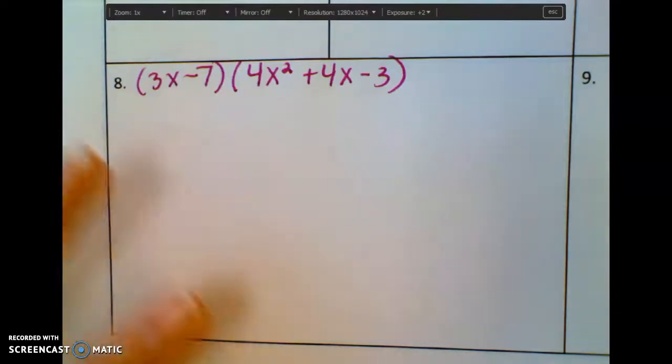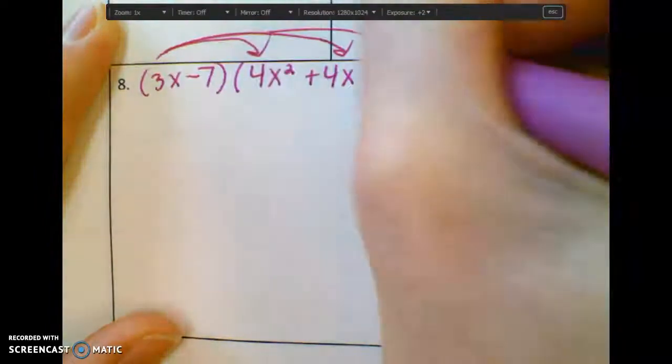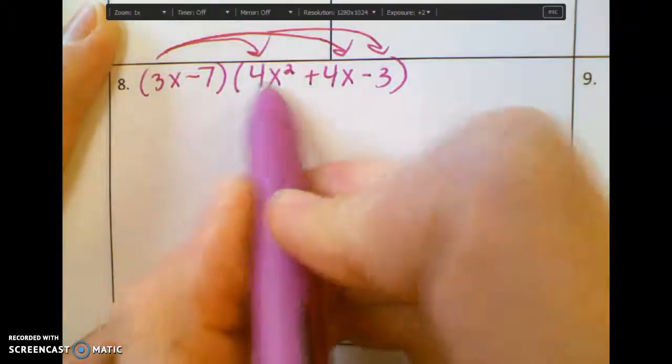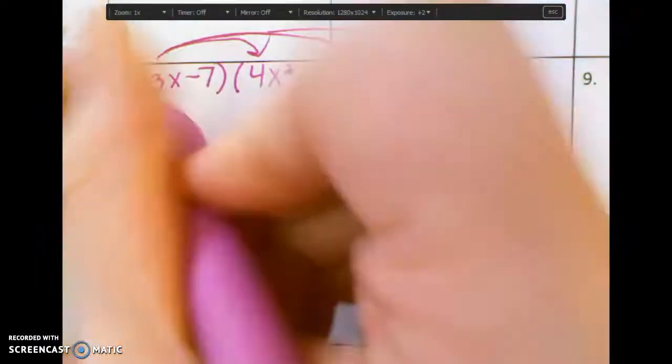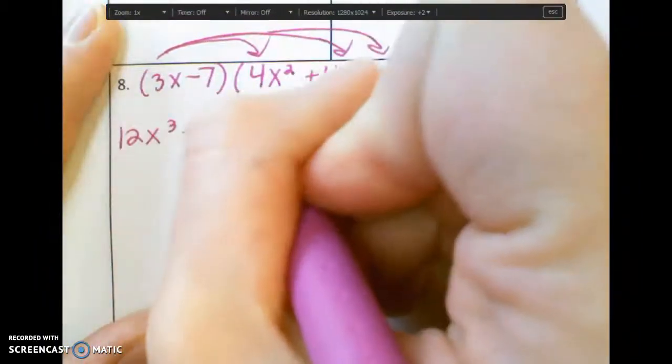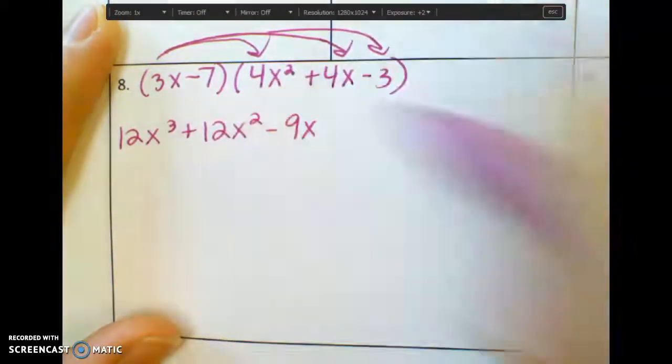All right, now that you tried it, let's go over it. I'm going to use distribution, so I'm going to give that 3x to everything. So 3x times 4x squared will give me 12x cubed. 3x times 4x will give me 12x squared. And 3x times negative 3 will give me negative 9x.